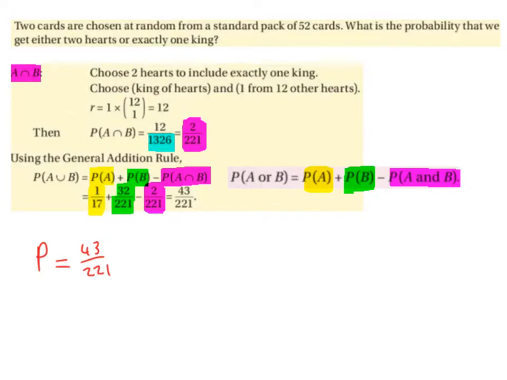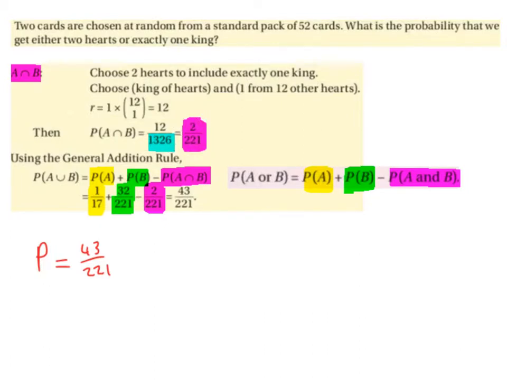So the probability of A and B. So the event is choose 2 hearts to include exactly 1 king. So that means choose the King of Hearts and 1 from 12 other hearts. Remember, there's 13 hearts in a pack. So n(A and B) is going to be 1 choose 1, which is just 1, and, which means multiply, 12 choose 1, and 1 times 12 is 12. So n(A and B) is 12. So the probability of A intersection B, or A and B, is 12 over 1326, which simplifies to 2 over 221.